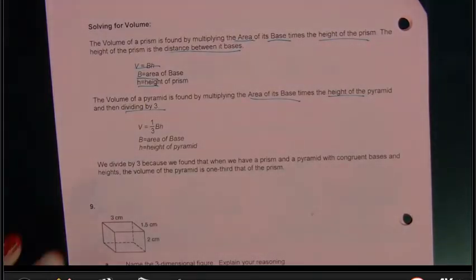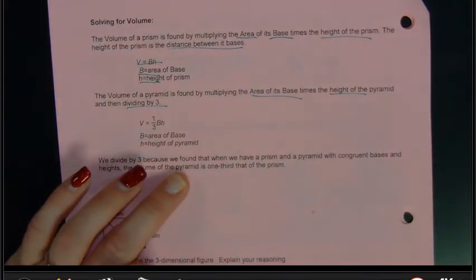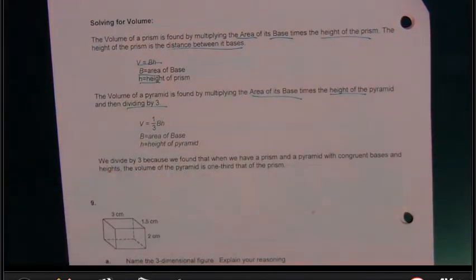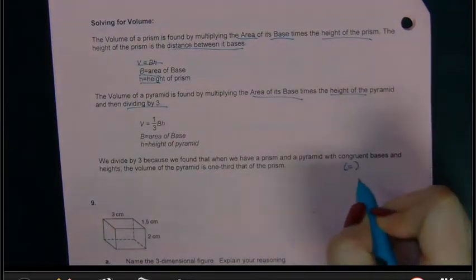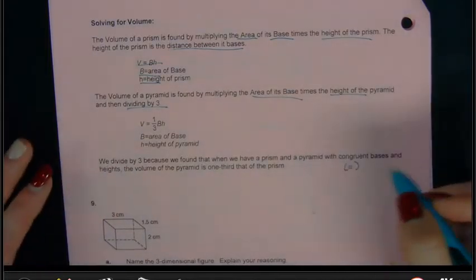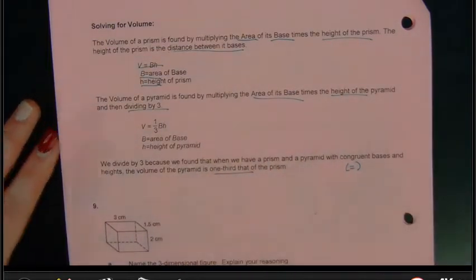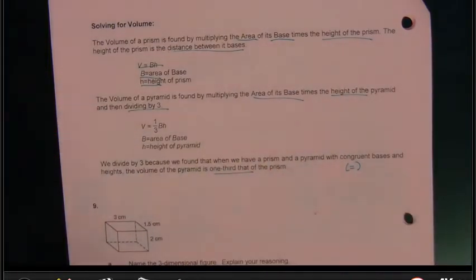All right. So we divide by 3 because we found that we have a prism and a pyramid with a congruent base, and congruent, remember, means equal, and equal heights, and the volume of a pyramid will be 1/3 the volume of a prism. Just remember that little video that we saw. It takes 3 pyramids to fill in 1 prism.